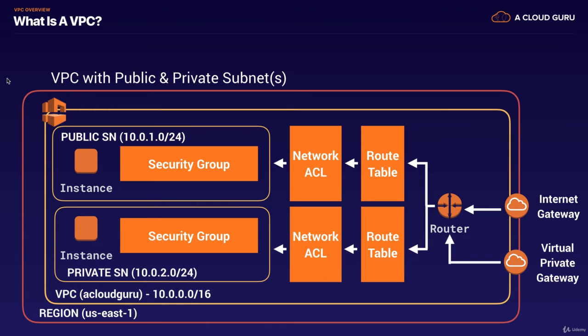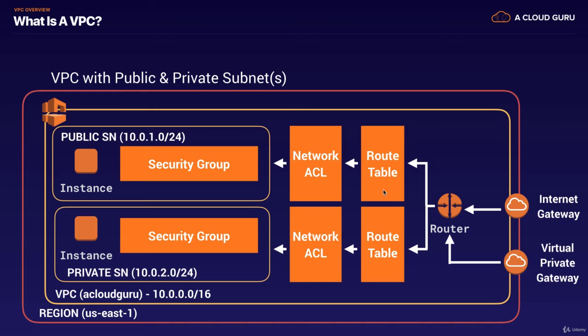Okay, so here's a diagram of a VPC. This red line represents a region, so this is US East 1. Inside this region, we have our VPC. On the outside of our VPC, we have two ways of connecting into it: an internet gateway and a virtual private gateway. Both of these connections go to our router in our VPC. I'm going to call it router because that's what Americans call it. The router then directs traffic to our different route tables.